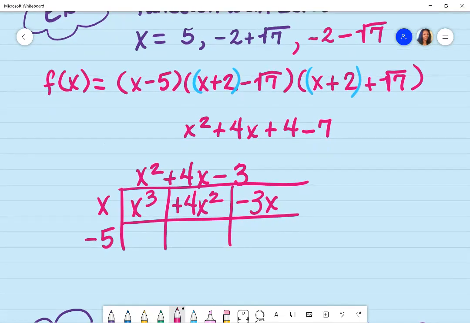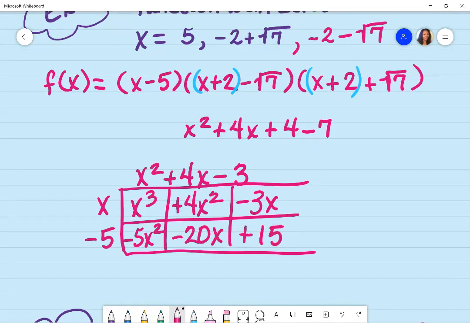If I scroll down further, I now have negative 5 times x squared, negative 5x squared, negative 5 times 4x, negative 20x, and then negative 5 times negative 3 is positive 15. I want to see if there's anything I can combine. I do see 2 x squareds here. I see an x and an x. Okay, that seems like everything. I'm combining my like terms here, so I'm good.